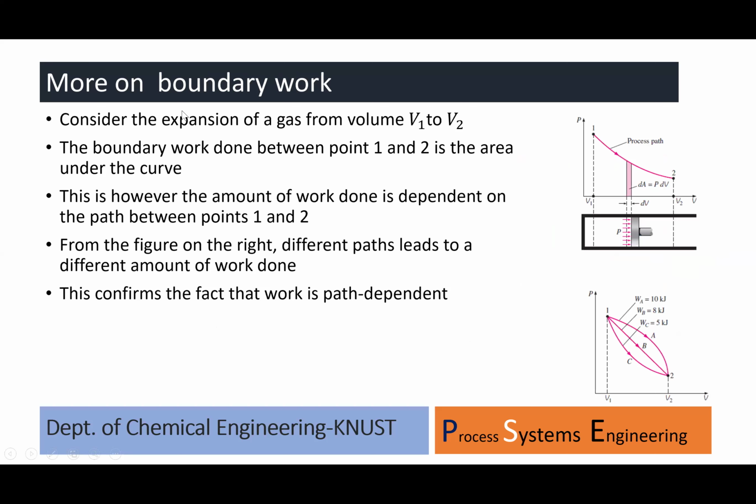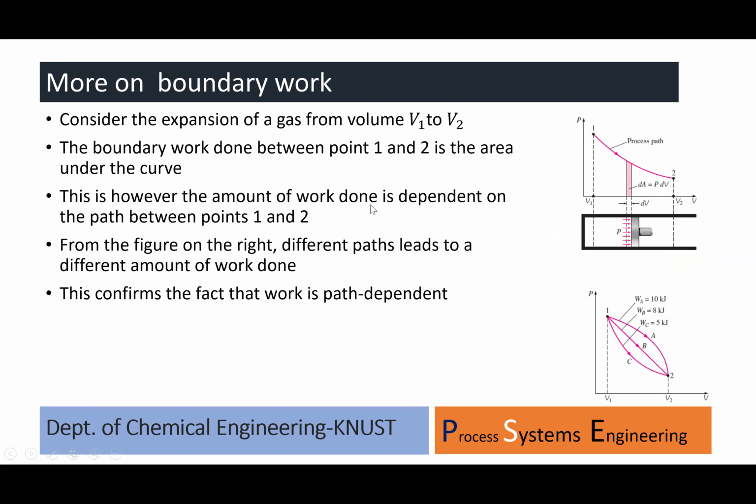Okay. So when we consider boundary work, we are looking at the expansion of a gas from a volume V1 to V2. And the work that is going to be done is going to be the area under the curve. Remember, we said we're looking at an integral of P dV. So if I have a PV graph, a pressure volume graph, and I plot my process path, the area under that is going to give me the work that is being done, right?